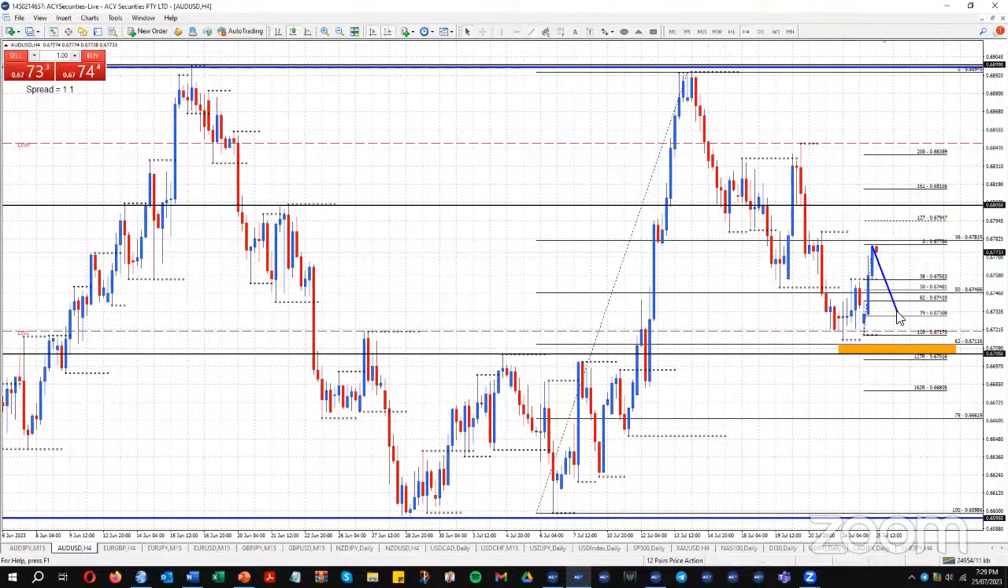If that was to come down here, that would form another higher bottom potentially. We have a higher bottom, looking for another higher bottom to continue that move up. Be very aware of 68.05. That's a very difficult level for this pair at the moment on the upside.